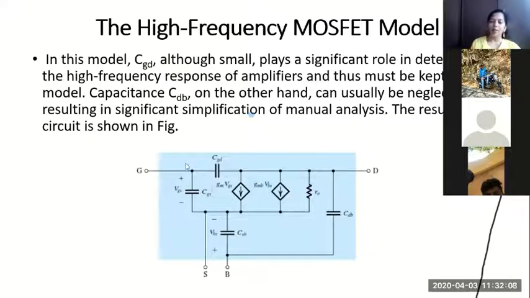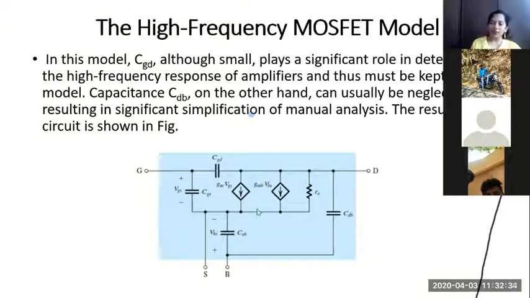Remember, in our original hybrid pi model, there was no connection, but in the high frequency model there is a capacitive effect between the gate and drain terminals, and that is called CGD. The gate to drain capacitance should be written. And in our previous model, we have this dependent current source, GMVGS, and only this we have.